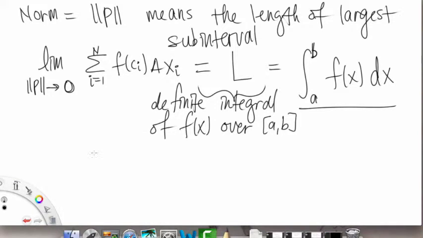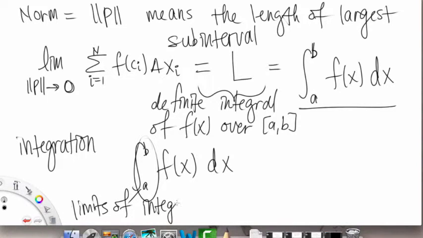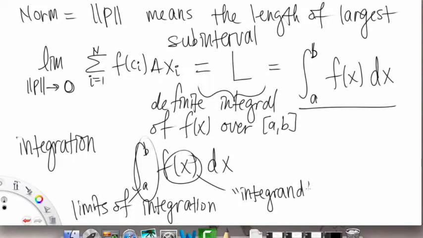So let me show you. The process of taking this is called integration. We have our integral sign, a to b, f of x, and our dx. These things, a and b, are called our limits of integration. The f of x itself is called the integrand. That's what's inside, basically. So what do you integrate? That's your integrand.